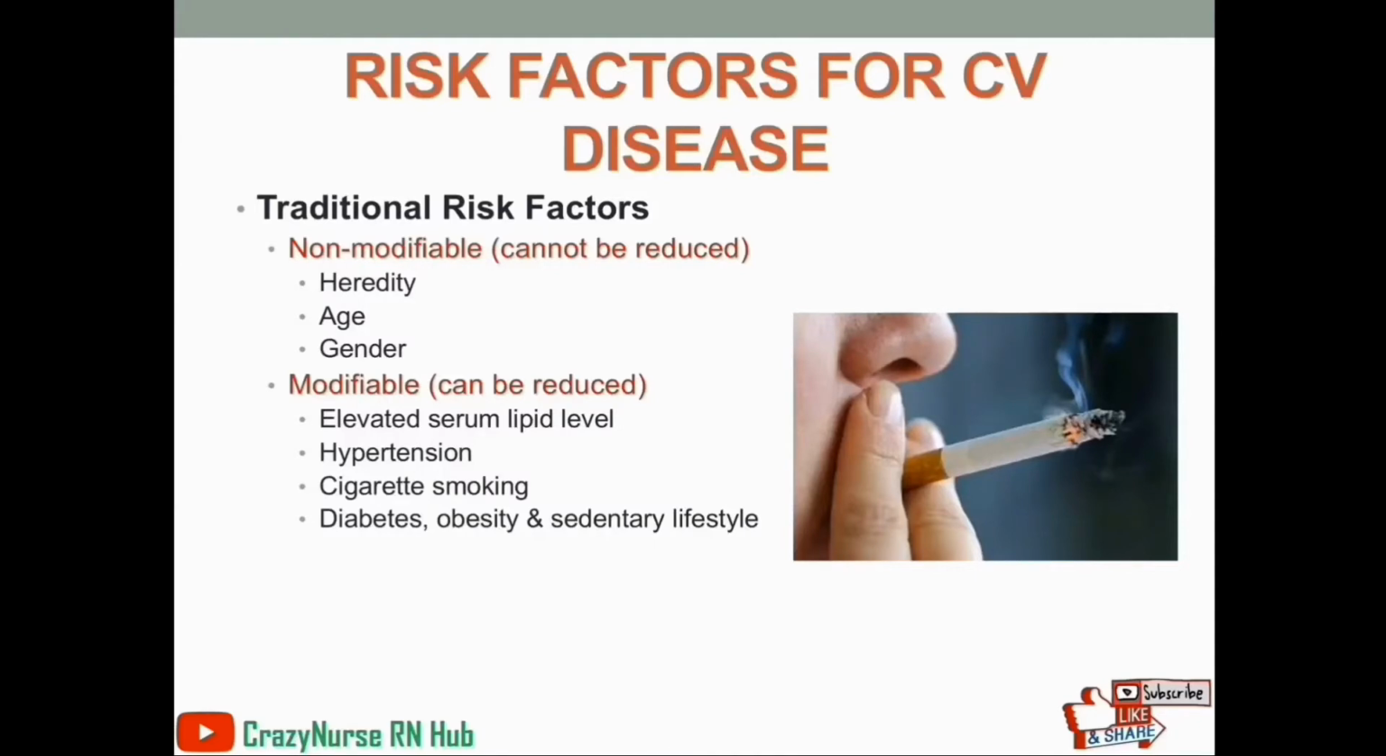Next is diabetes. Diabetes mellitus increases the risk of cardiovascular disease and myocardial infarction, or MI. High blood glucose levels are associated with accelerated development of atherosclerosis as well as high levels of serum lipids and triglycerides. We also have your obesity. People with obesity have an increased risk for the development of cardiovascular disease because obesity is often accompanied by elevated serum lipid levels and is associated with hypertension.